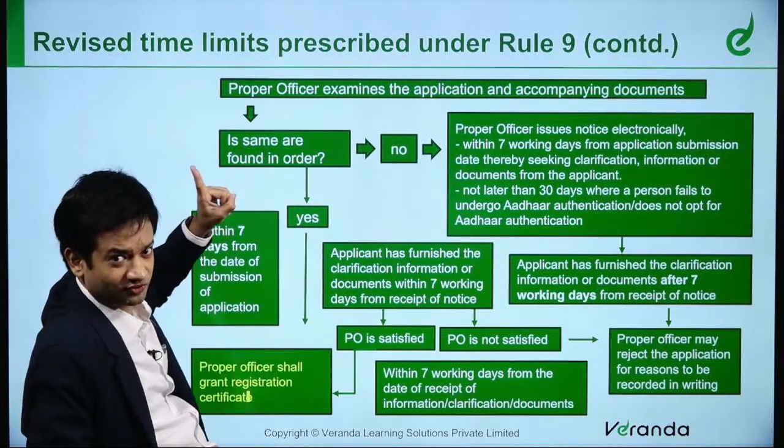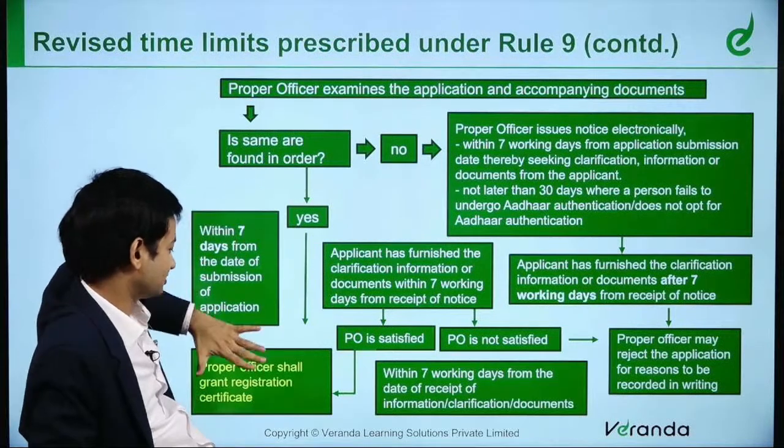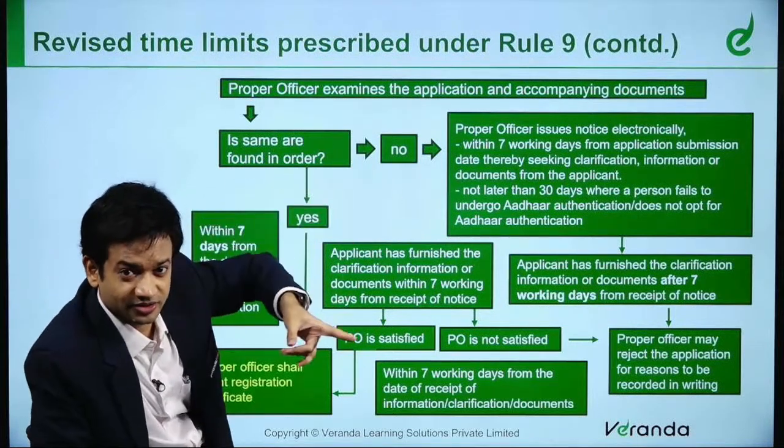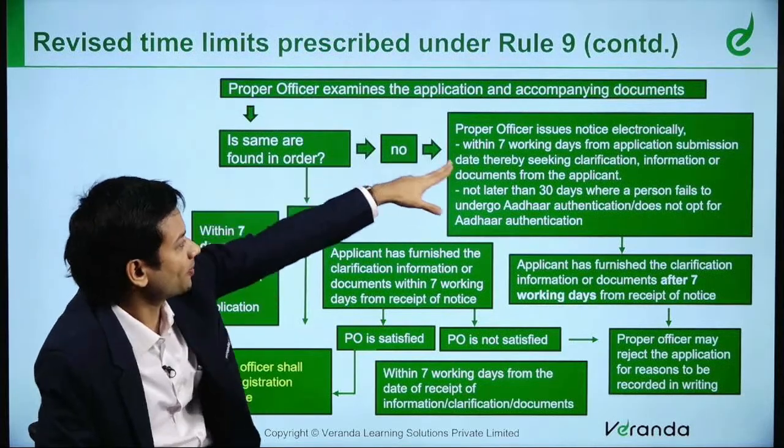Because if it's found in order, we saw the first point, right? If it's found in order, yes. If it's not, no means I have to issue a show cause notice in 7 days. And no means if it is Aadhaar authentication failed, then 30 days, right? Otherwise 7 days. So the proper officer issues notice.